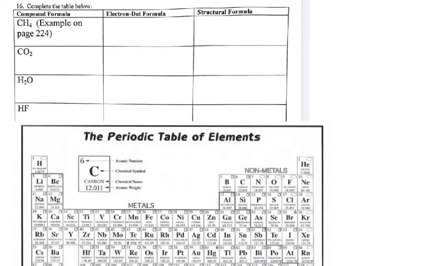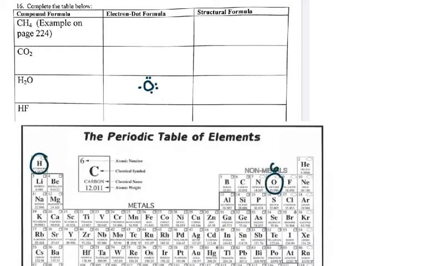Let's see, I think I'm going to start with water, since water is a little easier. So the electron dot formula is going to show me all the dots, and then structural formulas are where you're going to be allowed to make bonds. So I have 1 oxygen, so I'm going to go ahead and draw my oxygen, and we just said we had 6 valence electrons. 1, 2, 3, 4, 5, 6. So there I drew my 6. Oxygen's right here, it has 6.